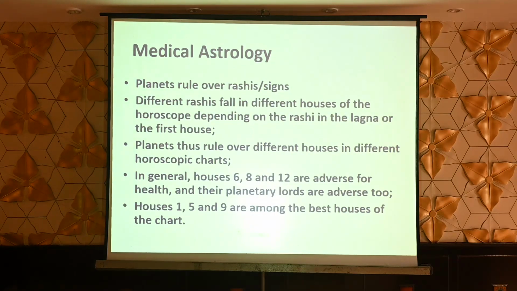And in general, some houses are good, some houses are bad. And I am not going to go into the details because that will take a lot of time. But just to give you a simple idea, houses 6, 8 and 12 of the horoscope are considered to be bad for health, 6, 8 and 12. And the lords of those houses are adverse. The planets which are located in those houses also give you trouble as far as your health is concerned. And the houses 1, 5, 9 are among the best houses of the chart. They are generally considered to be good. So this is just the general thing about the houses.